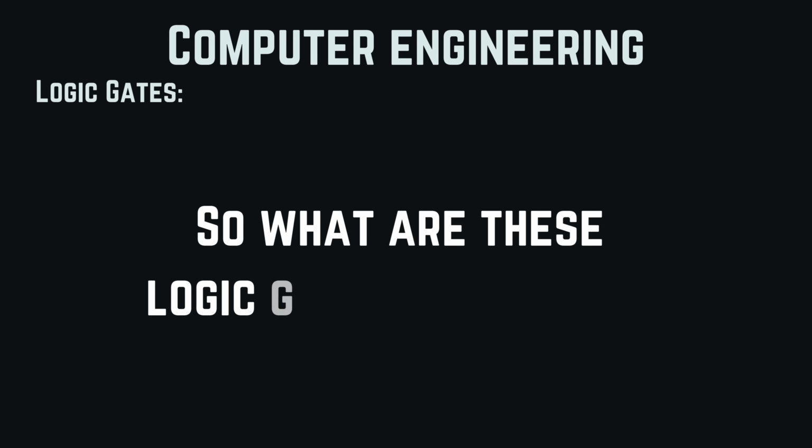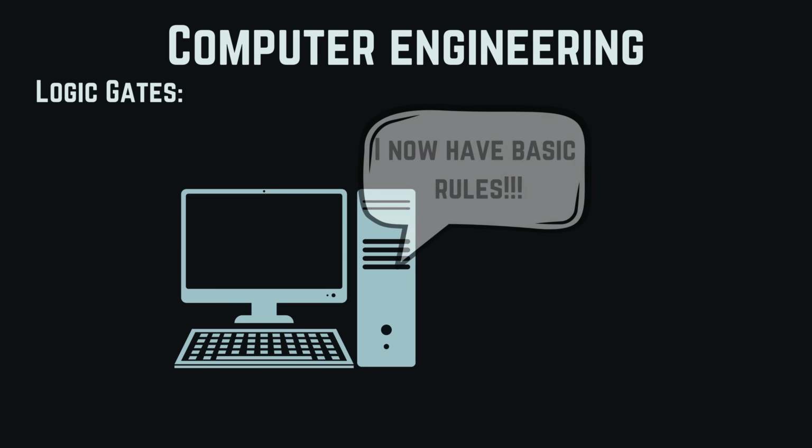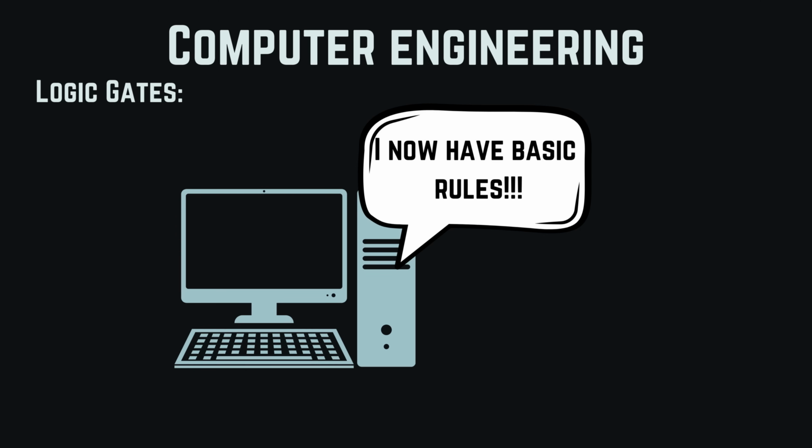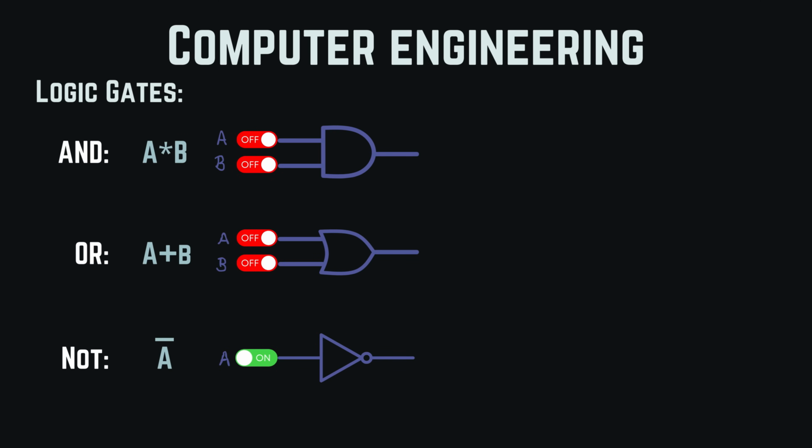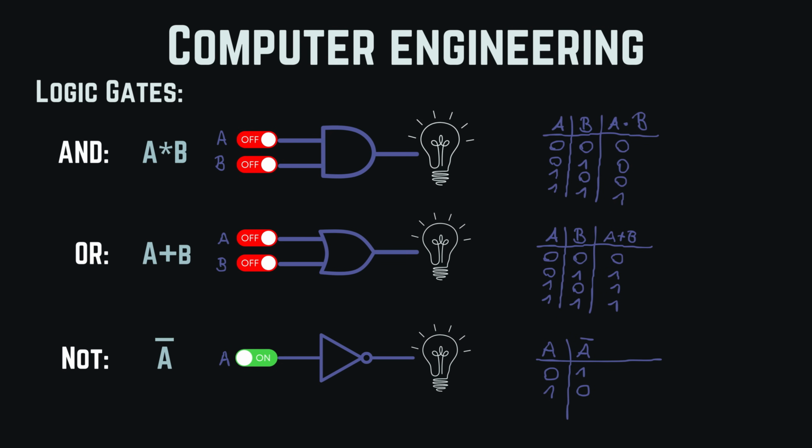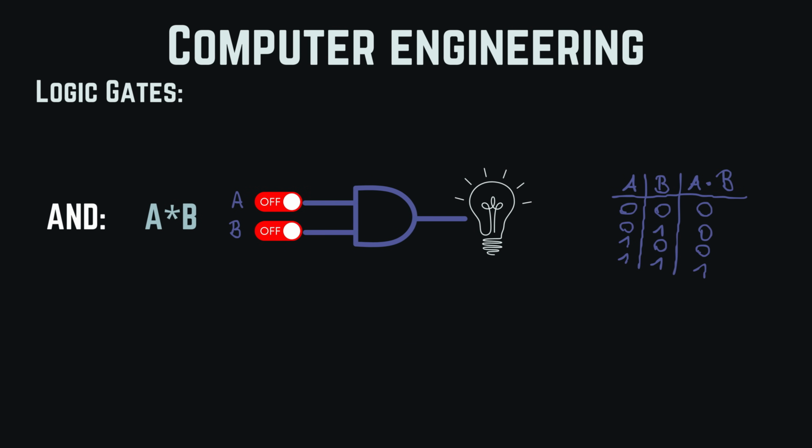So what are these logic gates doing now? Well, they essentially bring logic to our computer. For example, you can now connect multiple switches to our gate and then connect it to our light source. The light source will only light up if the switches are turned on according to the rule of our logic gate. For instance, consider our AND gate.